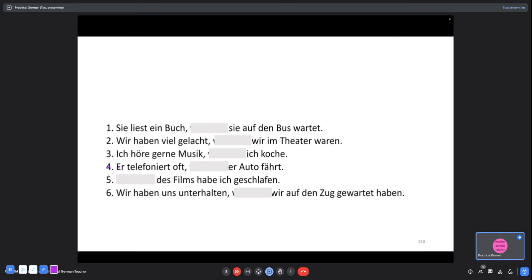Okay. Just read the last sentence, please, for me. Wir haben uns unterhalten, während wir auf den Zug gewartet haben. Okay.